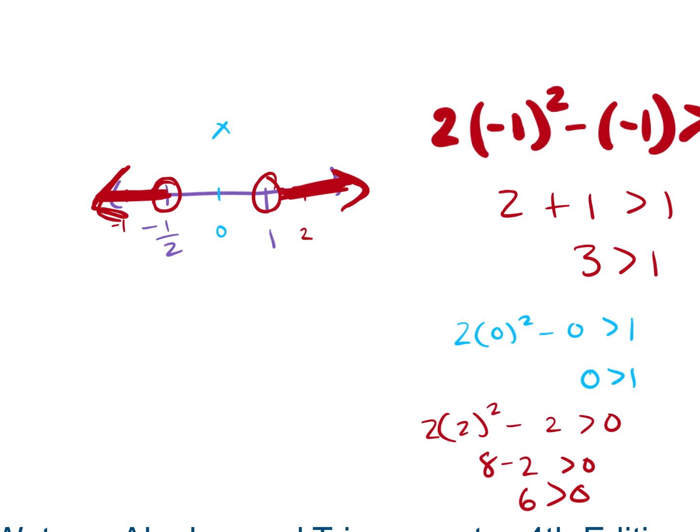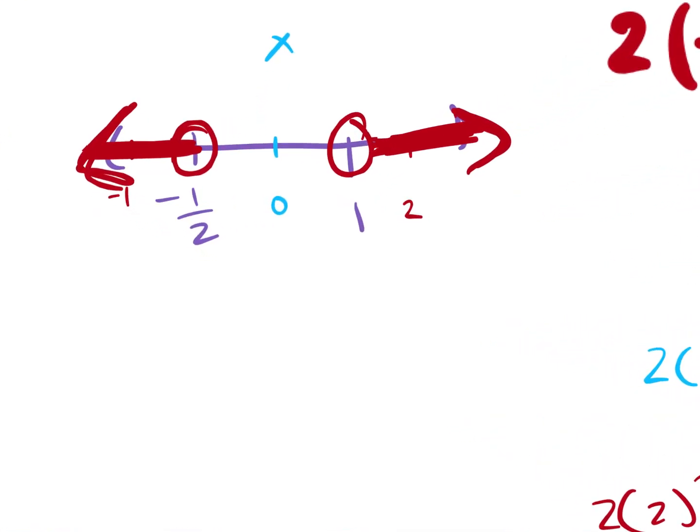You're either going to highlight both the outsides or in between. It's either going to be in between or outside. So here we have the outsides. Now we write our answer in interval notation.